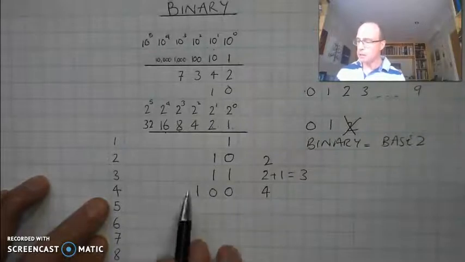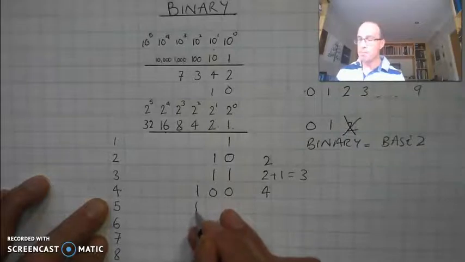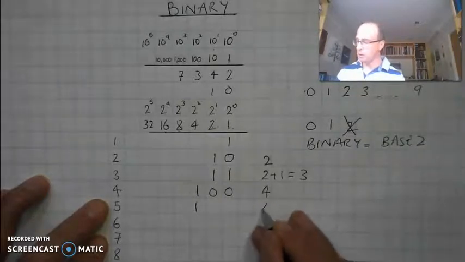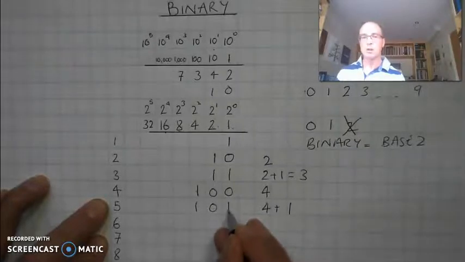5, I do the same thing. What's the biggest number that divides into 5? Well, it's going to be my 4, but I'm going to be left with 1 over. That's equal to 4. Still got 1 to place, so I don't need any 2s, but I do need a 1.